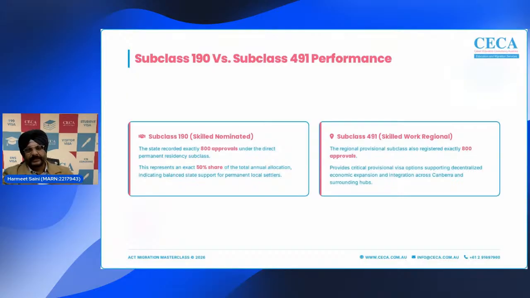If you maintain your residency and employment for at least 3 years out of those 5 years while on the 491 visa, after 3 years you will be eligible to get permanent residency through the subclass 191 visa, which is a permanent visa granted after subclass 491. The state recorded exactly 800 approvals under the direct permanent residency scheme for 190, and 800 approvals for the subclass 491 visa.